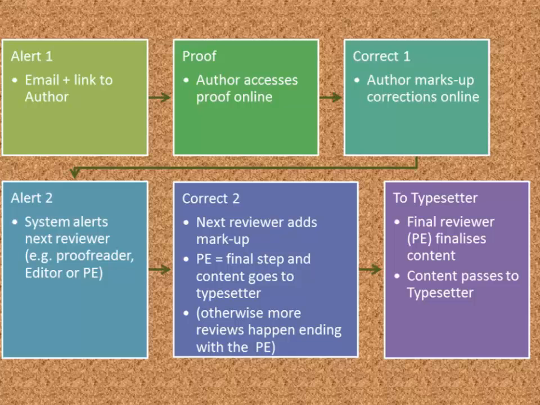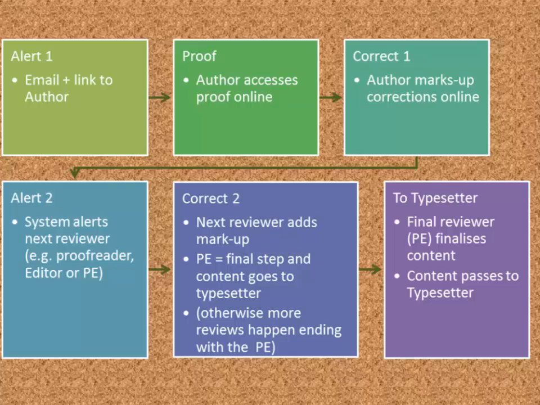So for example, if you had a freelance proofreader, then once the author has added their corrections and finalized it, it sends a notification to the proofreader, and then the proofreader does their corrections. And the proofreader will be able to see the proof and also the corrections that the author's already put in, so everyone can see the previous corrections that have gone into the proof. And then once the final person who's doing the checking of the proof has finalized their corrections, the proof automatically gets sent on to the typesetter, and the typesetter processes the corrections.